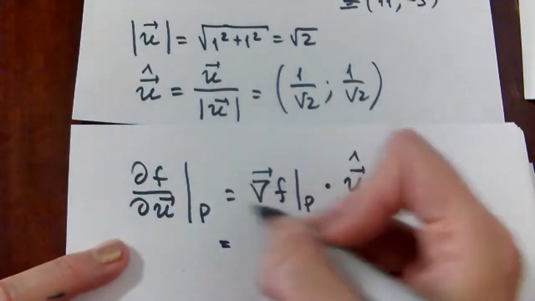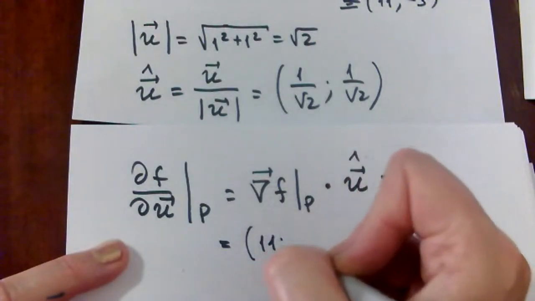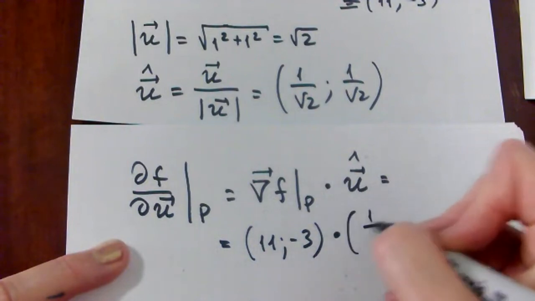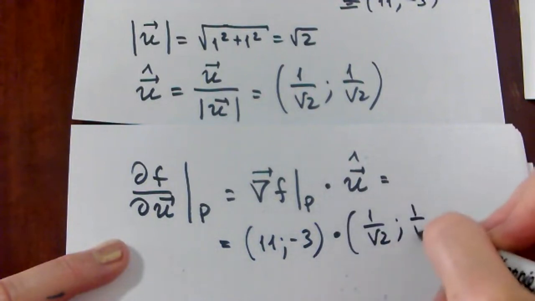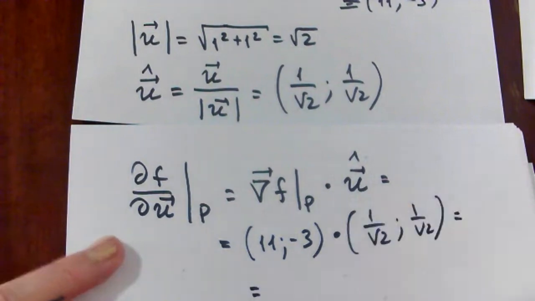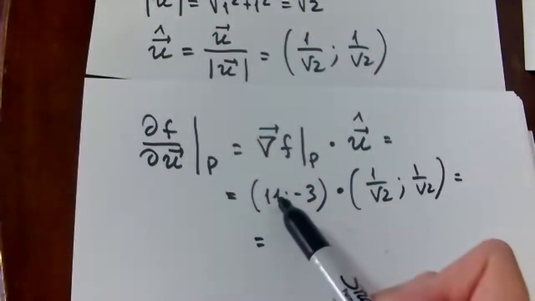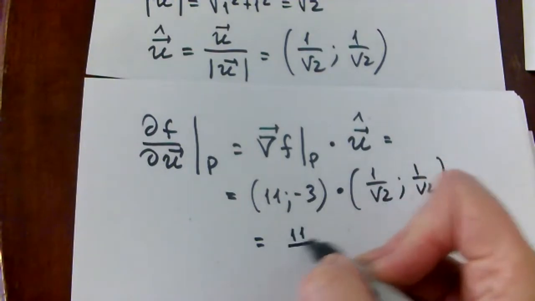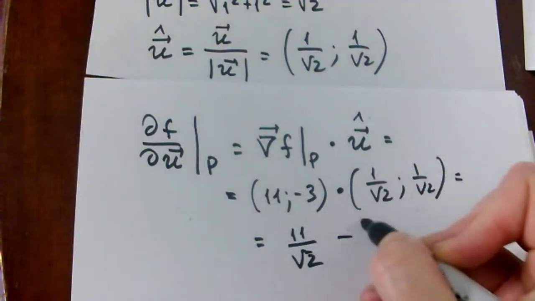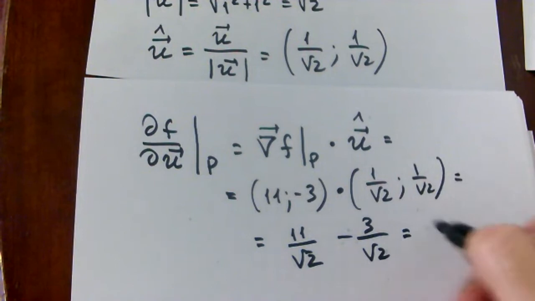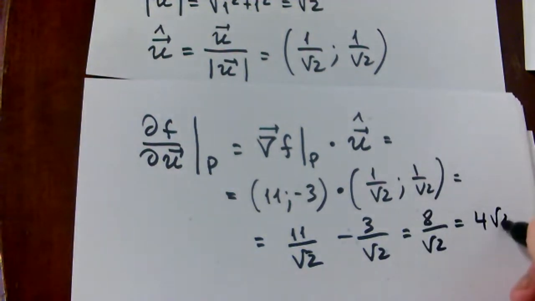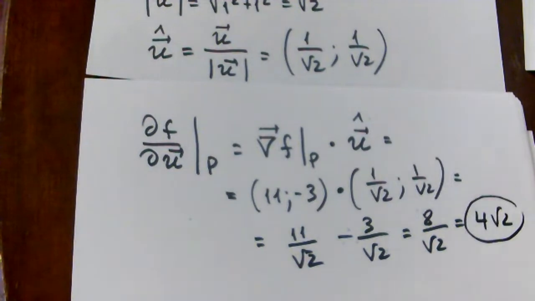And let's substitute our results. The first vector we calculated was (11, -3), and the second vector was (1 over square root of 2, 1 over square root of 2). Now we need to perform this scalar product, which means the first component times the first component, which is 11 divided by square root of 2, and minus 3 over square root of 2. It will be 8 divided by square root of 2, and we can even simplify it: 4 times square root of 2.